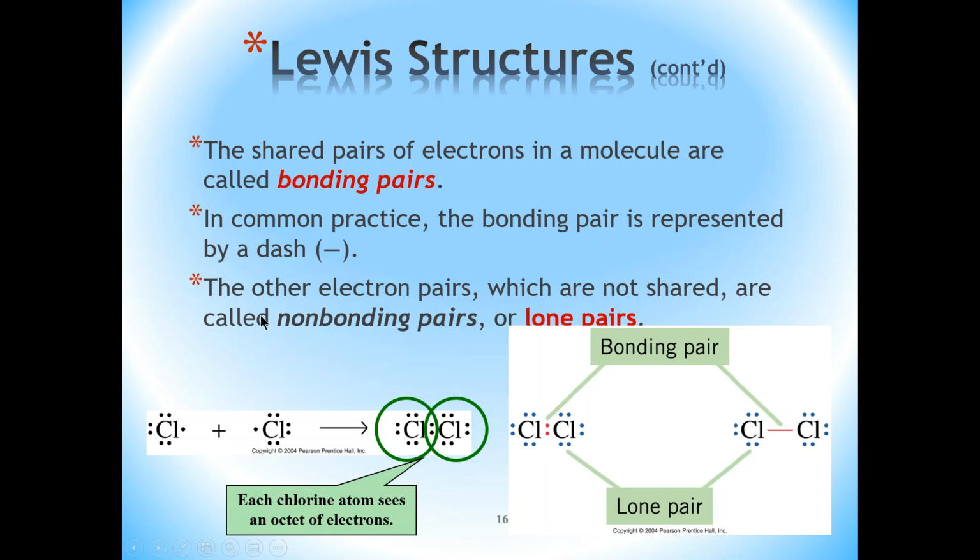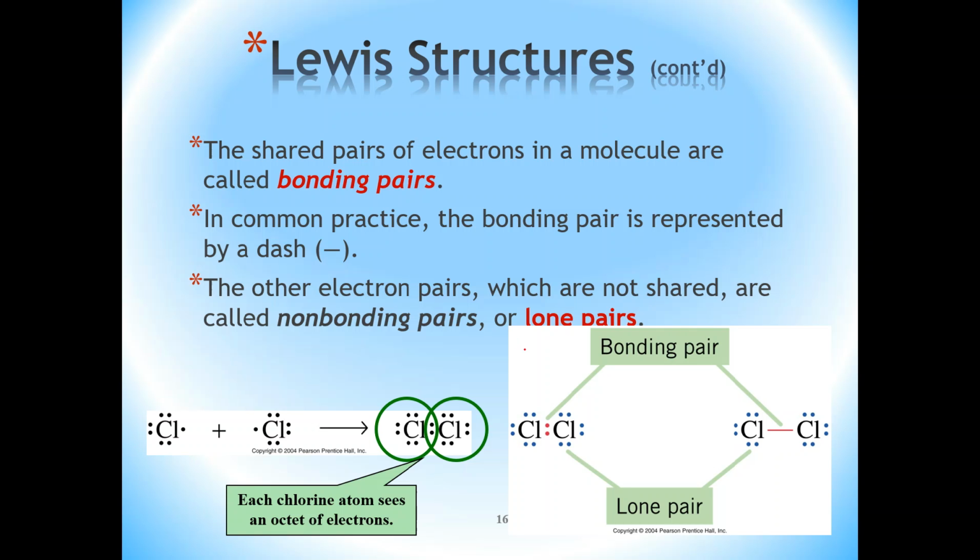All other electrons which are not being shared between the two atoms are called non-bonding pairs or lone pairs. So going back to the chlorine example, each chlorine atom will have 3 lone pairs of electrons, or non-bonding pairs of electrons. It's very important that you are able to distinguish between the two and understand the representation of the Lewis symbol for a particular molecule, in this case chlorine.